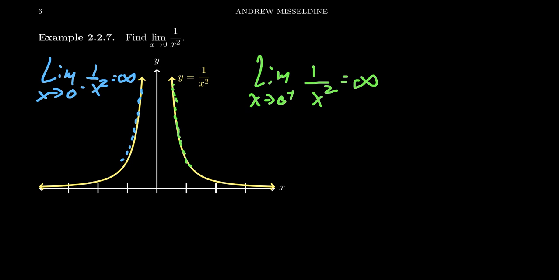And so there's no disagreement. There's no discord right now. The left wants to be infinity. The right wants to be infinity. And if I dare make a political joke right here, this is a bipartisan thing. The left and the right agree with each other. And therefore, we can say the limit as x approaches 0 of 1 over x squared would equal infinity as well.